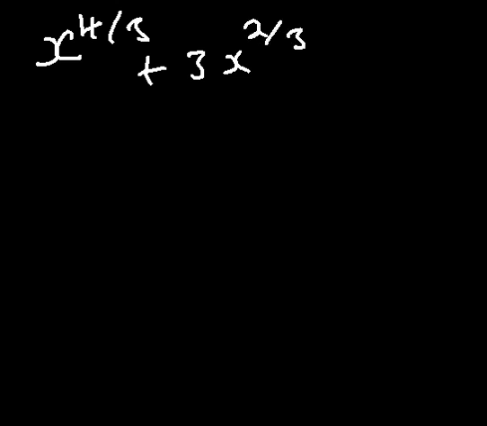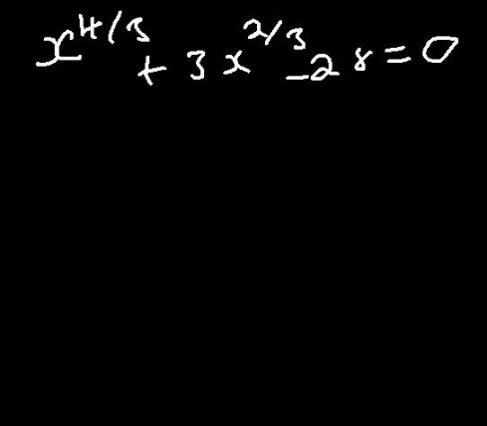So now let us see how we can solve equations with fractional powers, or fractional exponents. Let's say we have x to the power 4 over 3 plus 3x to the power 2 over 3 minus 28 is equal to 0. So how should we solve this in this case? Looking at the powers that we have, this is 4 over 3 and this is 2 over 3.